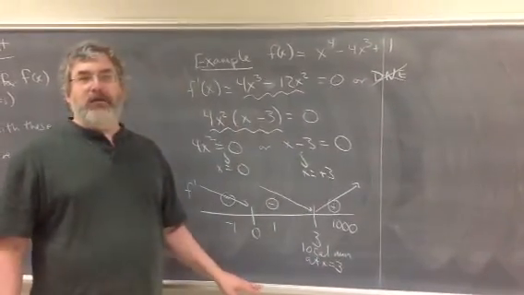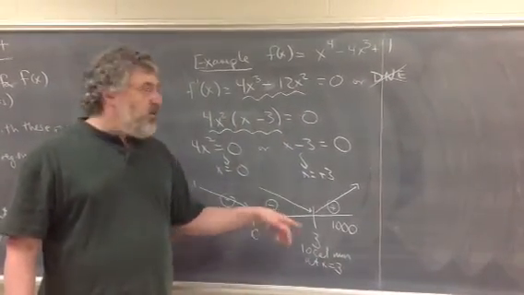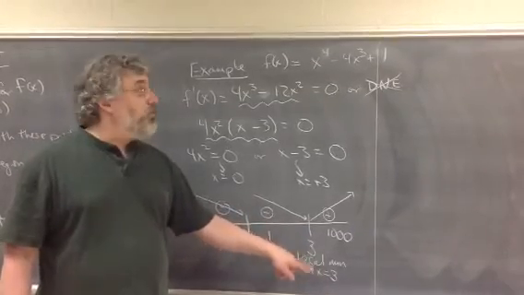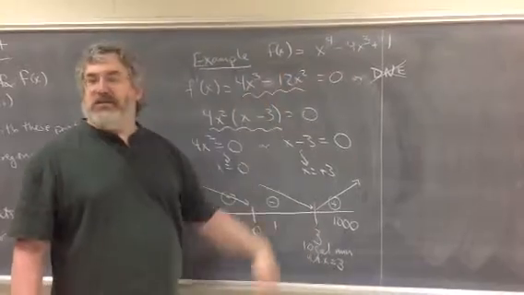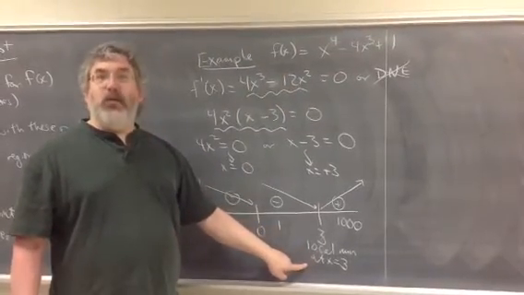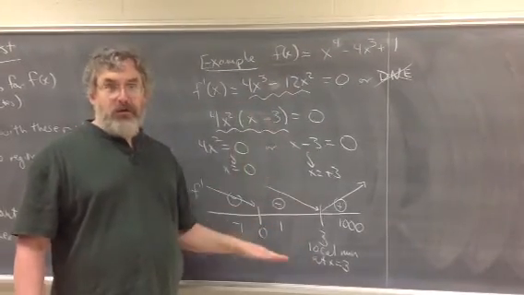Later, when we graph it, when we put the function on the graph, we'll actually want to know what the value of the function is. So we put 3 back in here and go, I don't know, 3 times 3 times 81, whatever it is. But right now, we just need to know where it is. This is how you do it.